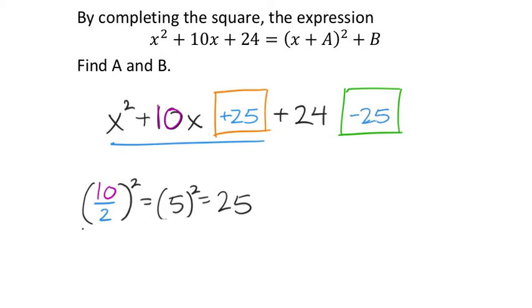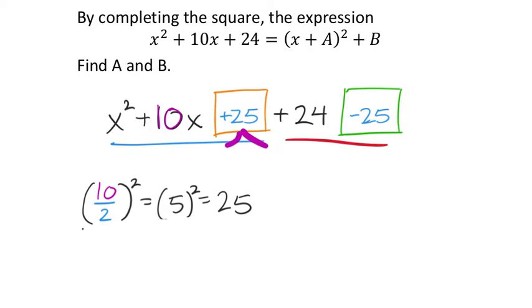Okay, so I didn't change the expression by adding 25. I have to make sure I balance that out by also taking away 25, because I've got the trinomial and then I'm dealing with just the constants as well. It doesn't look like we need this now, but once we start seeing equations, then we're going to need this. I should have given myself more space.